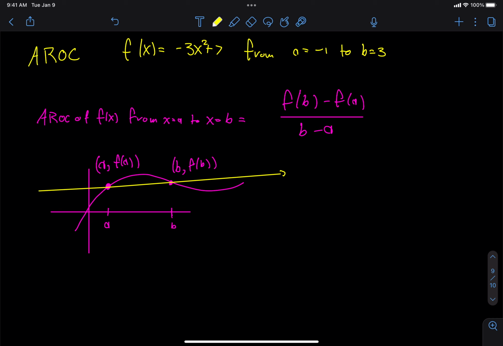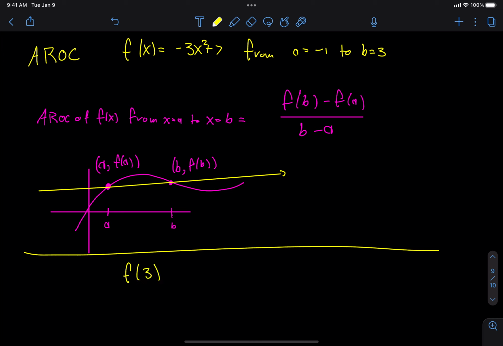So let's do it for our problem. Well, what is b in our case? It's 3. And a is negative 1. So I need to do f of 3 minus f of negative 1, and I need to divide that by 3 minus negative 1. Okay, I just put b where b goes, and I put a where a goes.